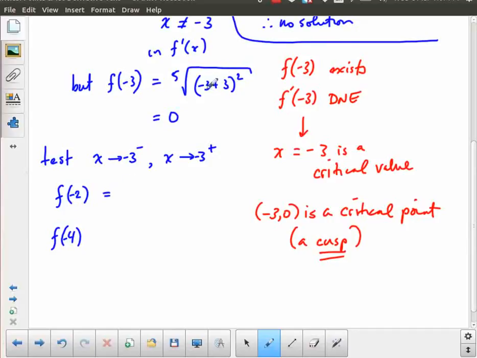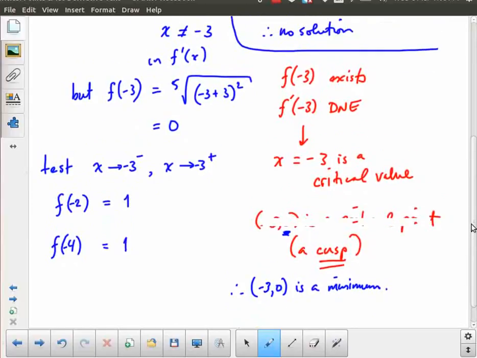When I put negative 2 in here, I get negative 2 plus 3 is 1. 1 squared is 1. The fifth root of 1 is 1. So that's equal to positive 1. When I put f of negative 4 in here, I get negative 4 plus 3 is negative 1, all squared is positive 1. The fifth root of positive 1 is 1. And so you notice that these values are higher than this value. So therefore, negative 3, 0 is a minimum. So we have a cusp here that is a minimum.